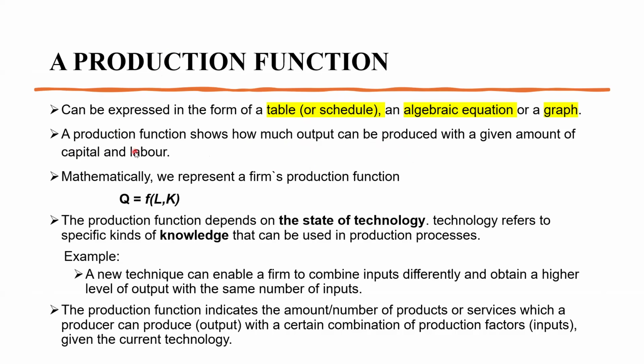Remember from the previous slide, I said that the theory of a firm explains the relationship between inputs and outputs, right? A production function also explains the same relationship. It explains the relationship between inputs and outputs. But the production function is now represented mathematically. The theory of a firm is now being represented mathematically by using quantity of output produced as a function of labor and capital.